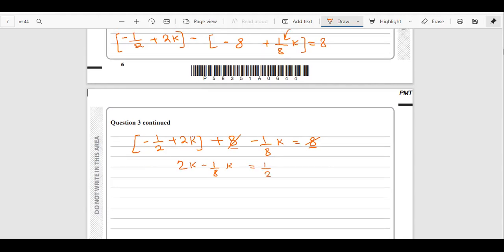I've taken this 1 by 2 to that side. So now we simply have to do 2 minus 1 by 8. That would be 15. 15 over 8, k equals 1 by 2. And now k is going to be 8 by 30. So that makes it 4 over 15.